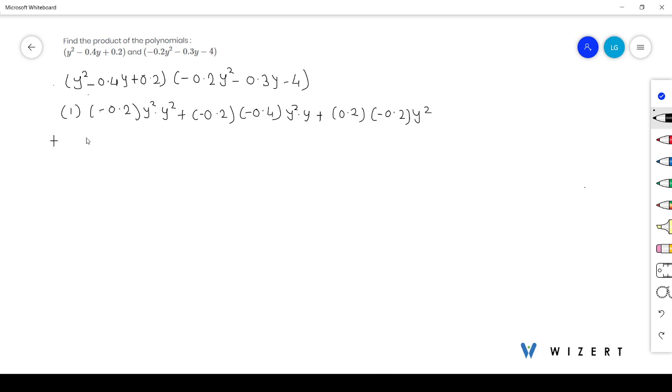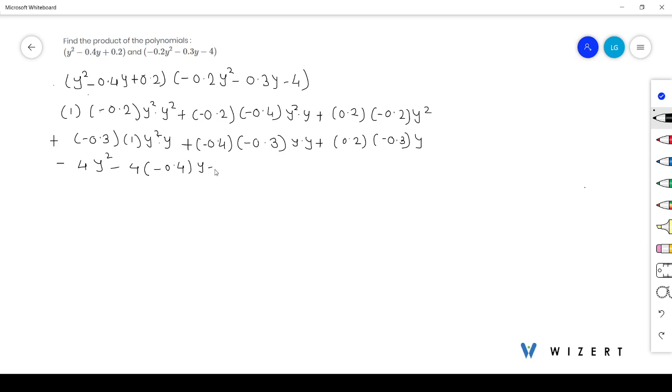Now multiply this whole bracket by minus 0.3, so minus 0.3 into 1 y square into y plus minus 0.4 into minus 0.3 y into y plus 0.2 into minus 0.3 into y minus, now remaining 4y square minus 4 into minus 0.4y minus 4 into 0.2.